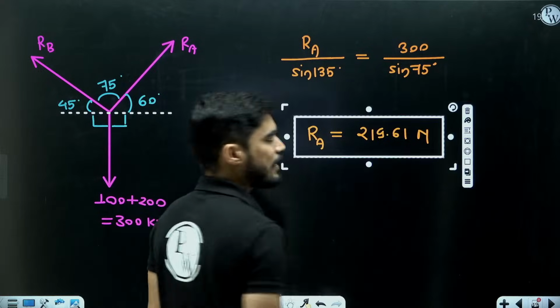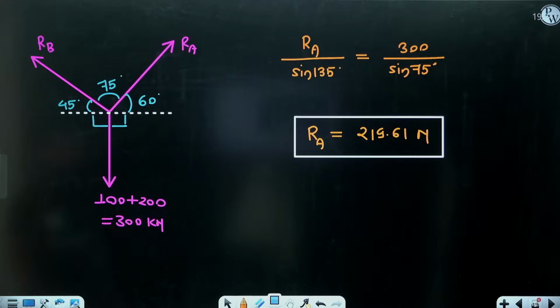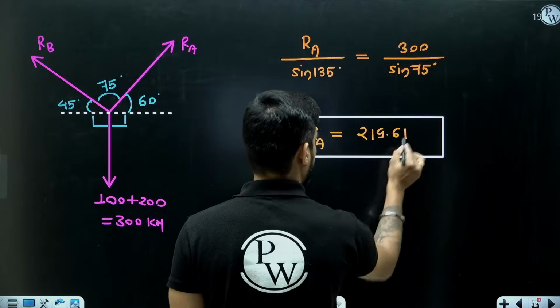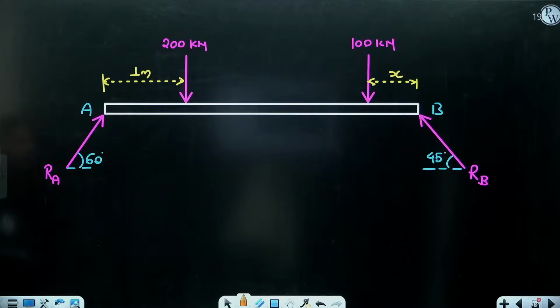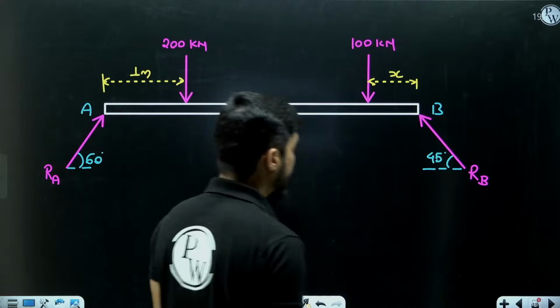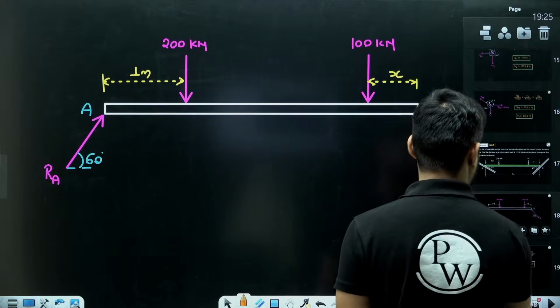So I have got the value of RA, 219.61 kilonewton. Sorry, kilonewton, not Newton. My mistake. And now once you get the value of RA, you can find the value of X by taking moment at point B.